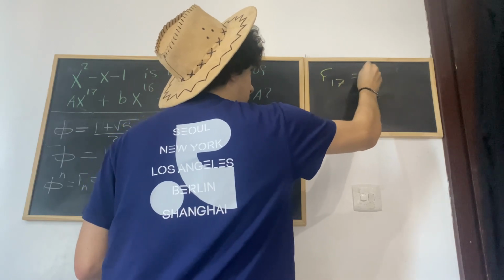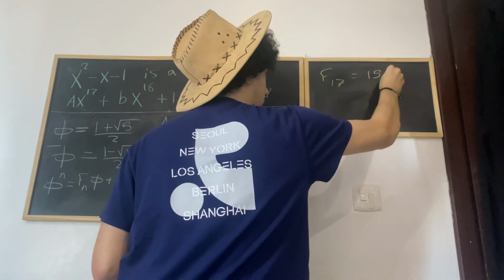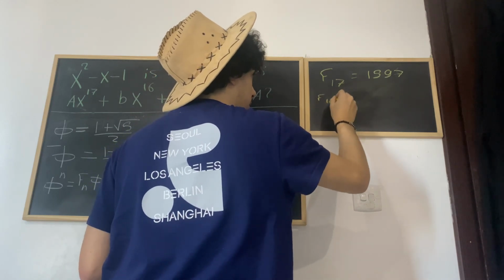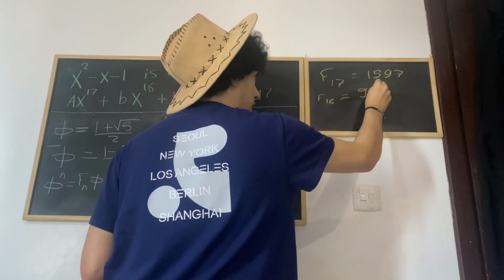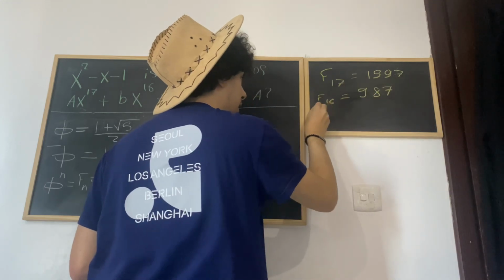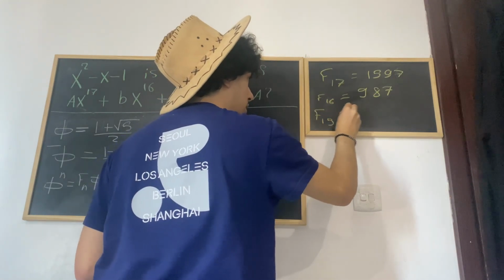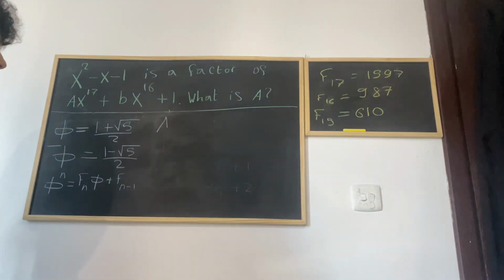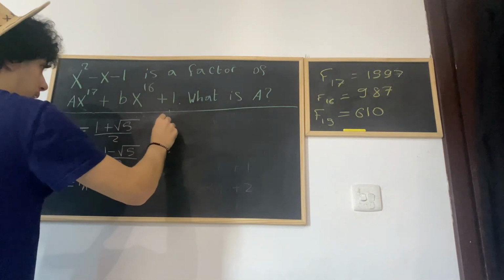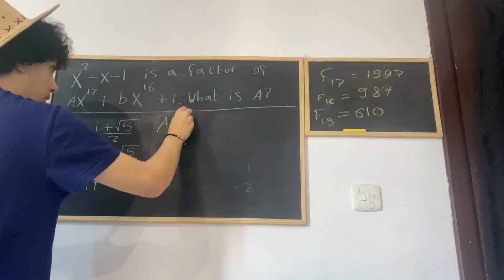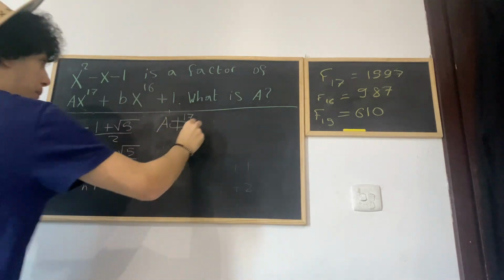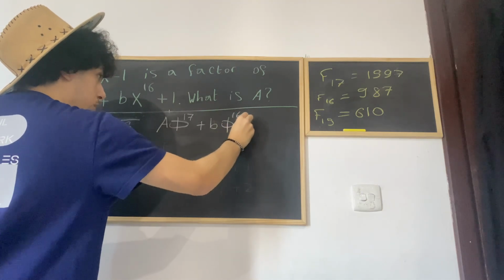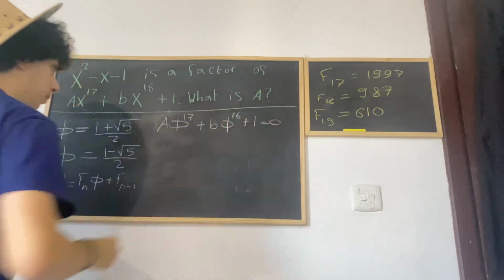So Fibonacci number 17 is 1597. Fibonacci number 16 is 987. So let me write that, 987. Fibonacci number 15 is 610. We're going to need those, and I'll show you why right now. So here we have that A multiplied by phi to the power of 17 plus B multiplied by phi to the power of 16 plus 1 is equal to 0.